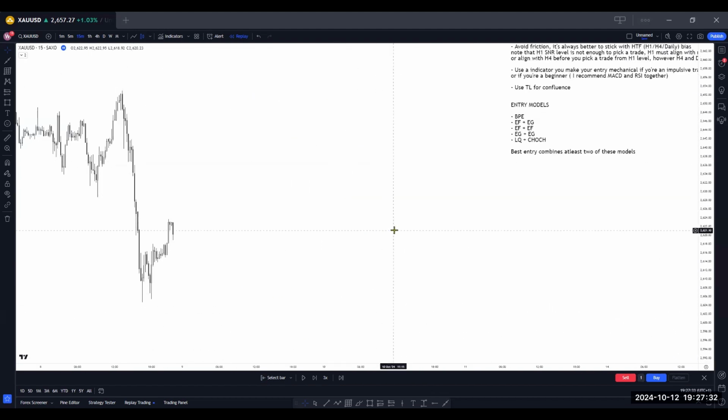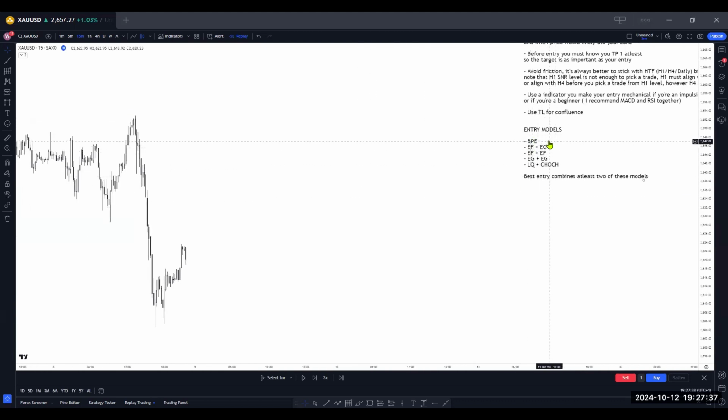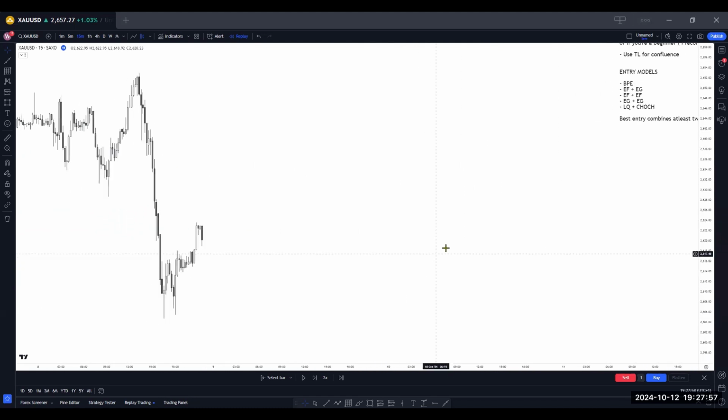I'm not going to be talking about direction or anything else. I'm just going to talk about entry, and we're going to be looking at these five: breakout, pullback, entry, EFG, engulfing fill plus an engulfing, and EG plus EG. Then when we see liquidity and change of character, we'll pick it. One of the best things is when you have any of these models combined together, usually very, very strong. And then when we get a trend line confirmation, we would actually pick the trade.